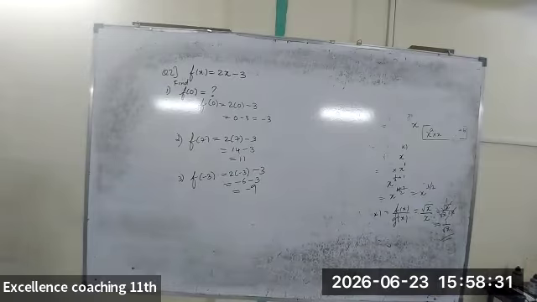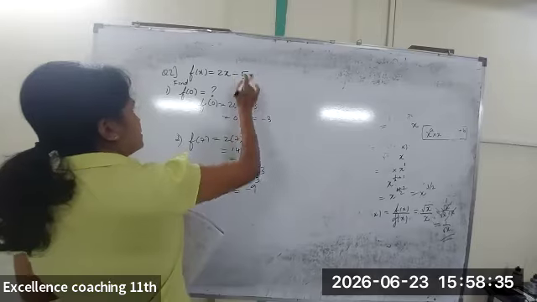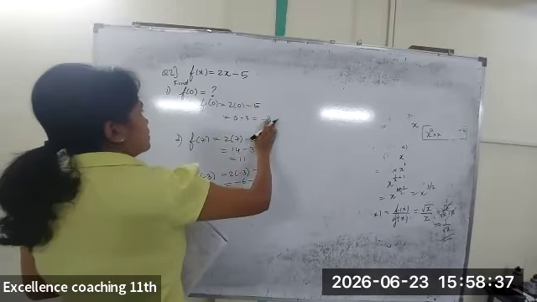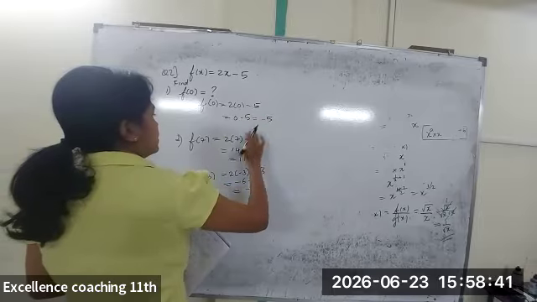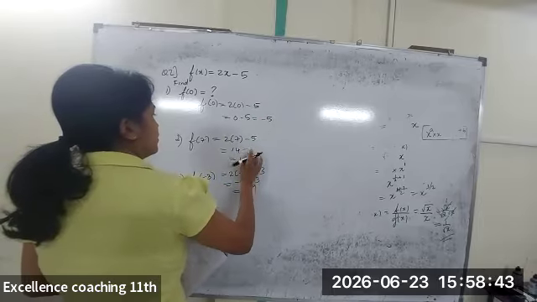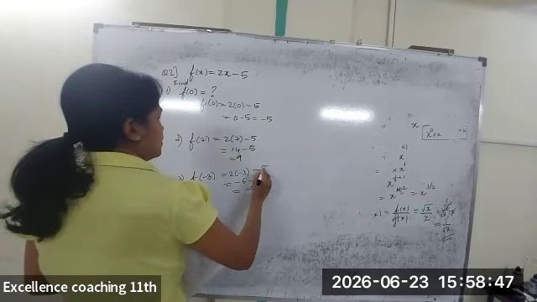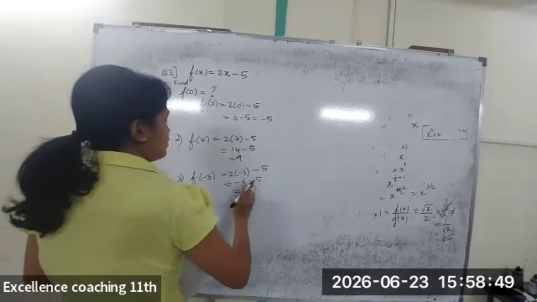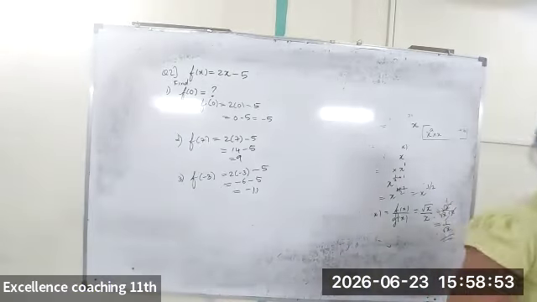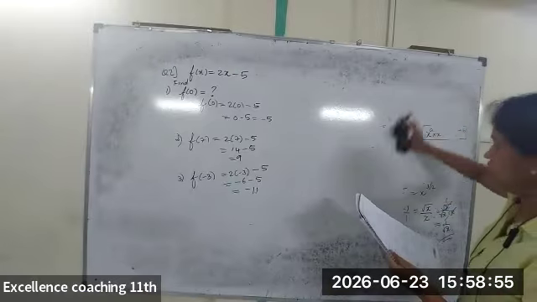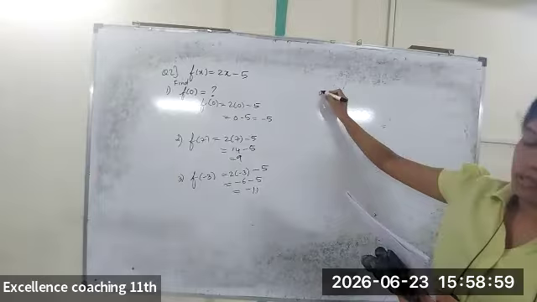Okay, you don't check. Those who have taken minus 5 should get these answers. This will be minus 5. Those are done. Okay. Third one.